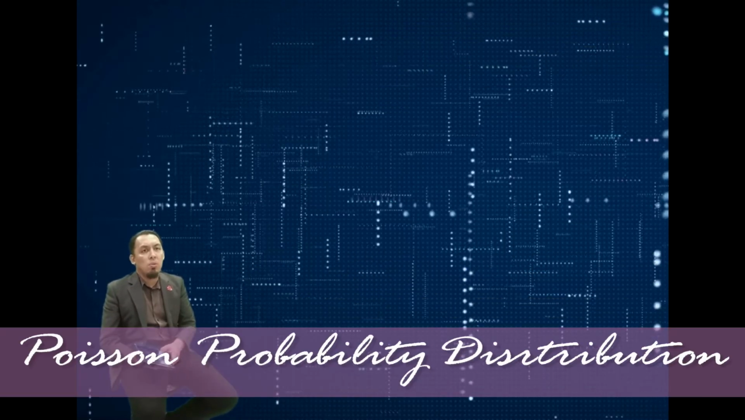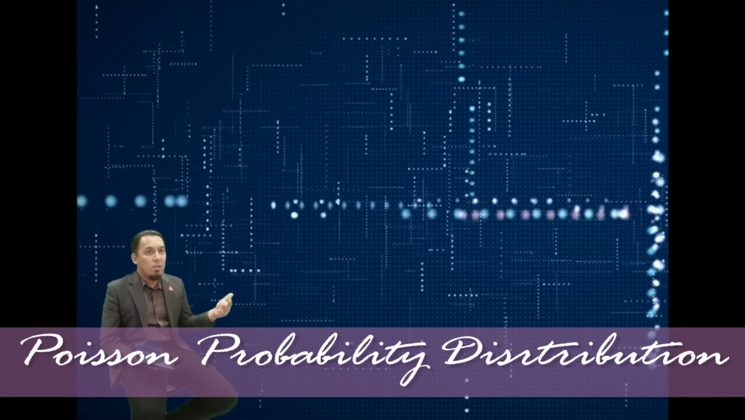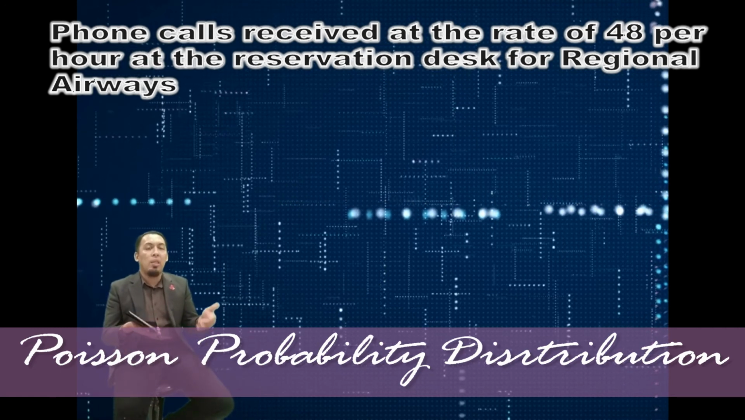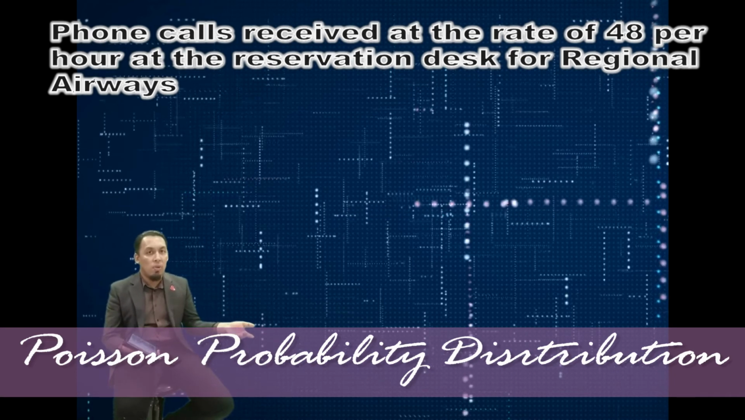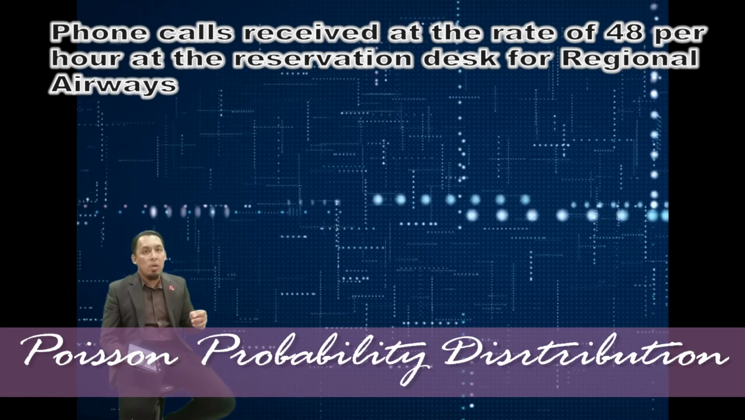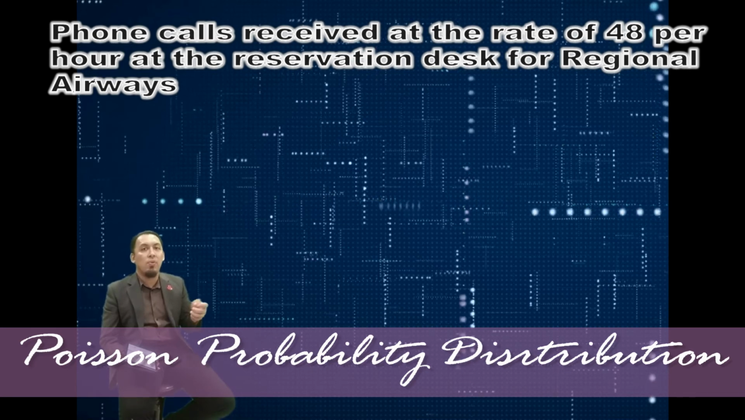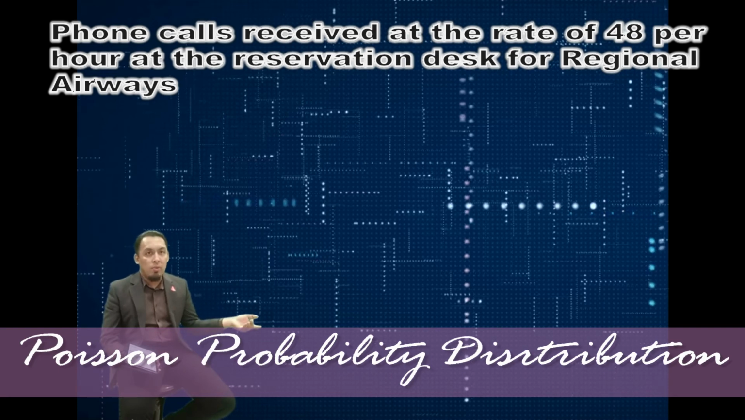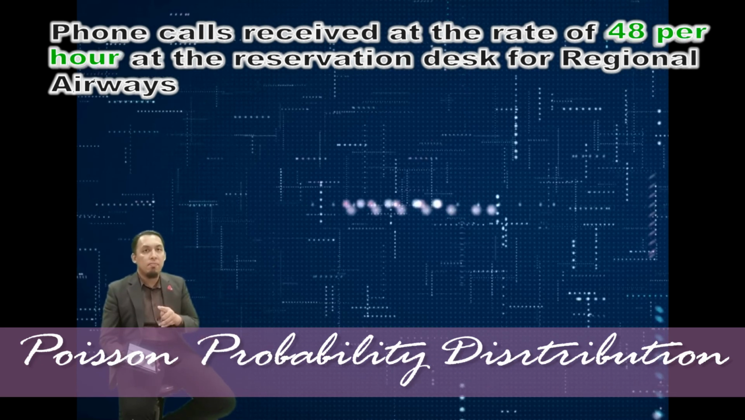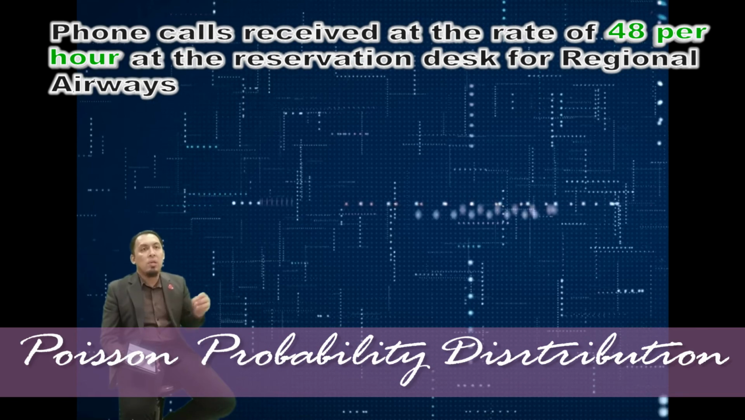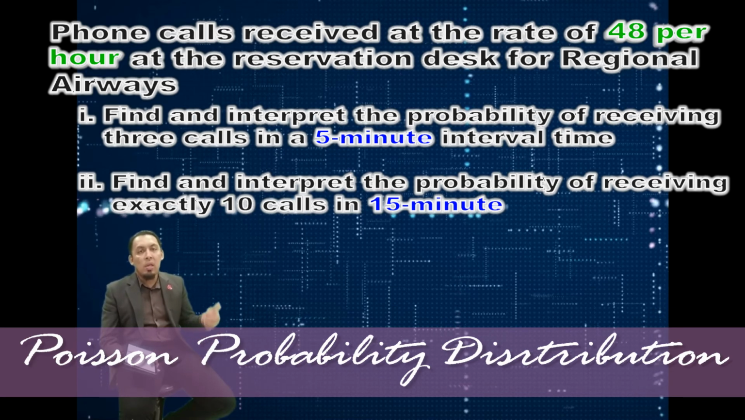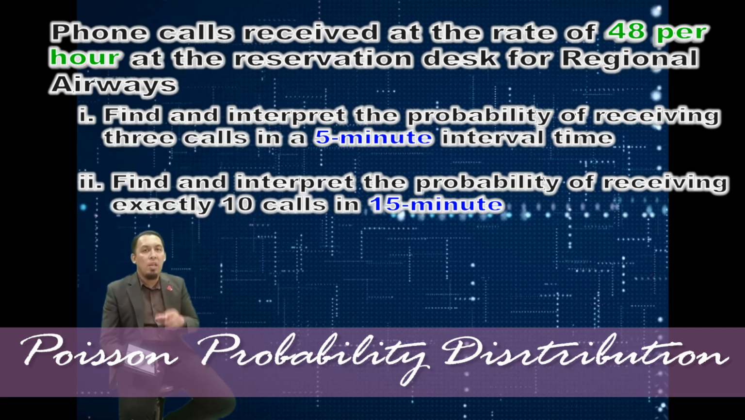Now let's discuss another example, another question. Let's look at exercise 2.4, just to demonstrate what I mean by the lambda can change according to the interest of the question. We have phone calls received at the rate of 48 per hour at the reservation desk for Regional Airways. So that is the information: 48 calls per hour. Now the question: find and interpret the probability of receiving 3 calls in a 5-minute interval.